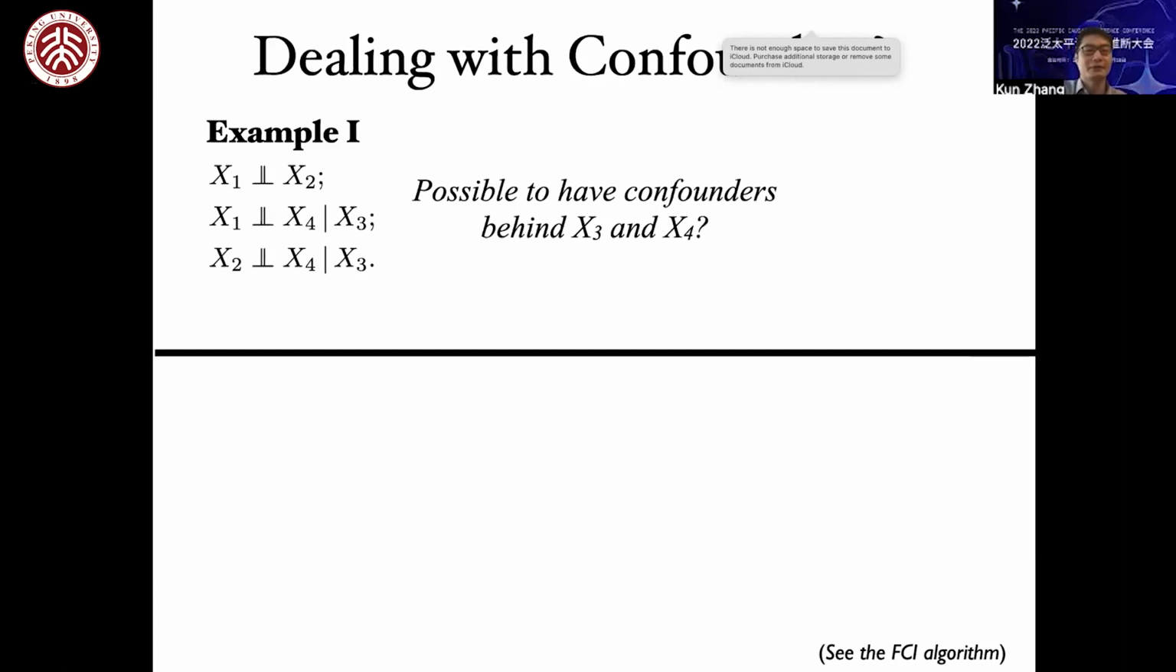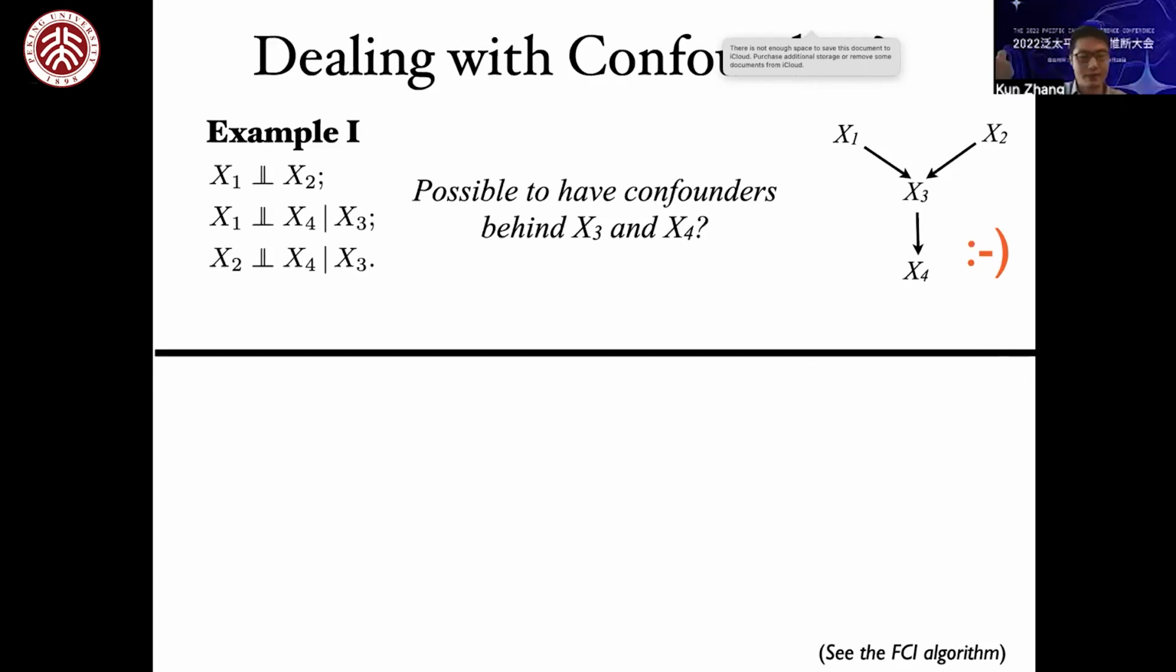In the first example, we have 4 variables, X1, X2, X3, X4, and you see a set of independence relations on the left. If you apply PC, you can get this result: X1 and X2 cause X3, and furthermore X3 causes X4. Now the question is whether it is possible at all for you to have a latent confounder behind X1 and X4. This is a very difficult question because you only measure 4 variables.